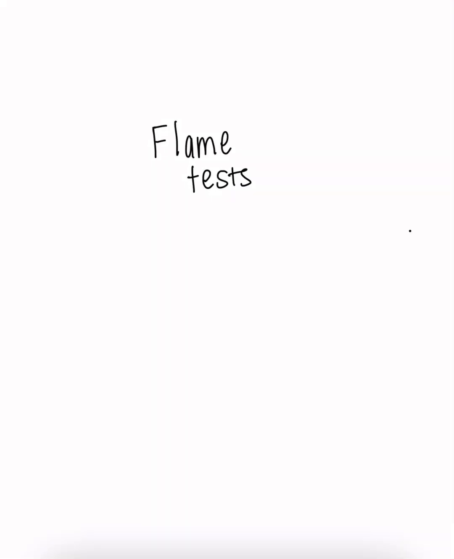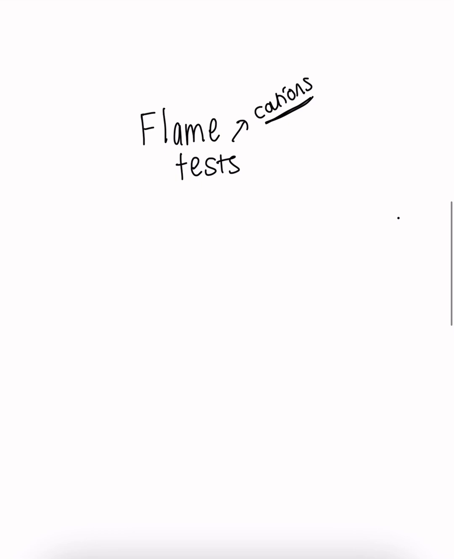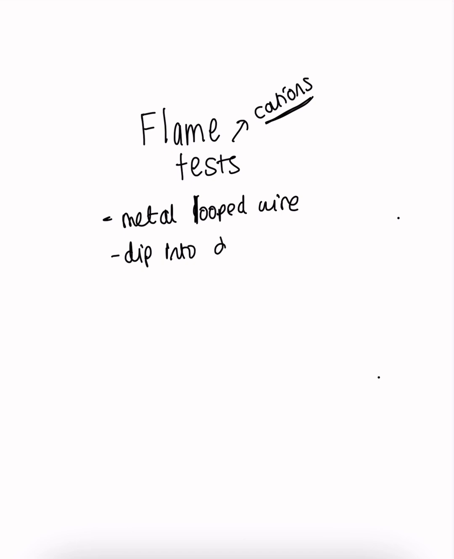This next test is the flame test, and this is a test for cations. Cations are just positive metal ions. So you can either use sodium hydroxide to test it, which is in a later or earlier video, or we can use flame tests. For flame tests, we use a metal wire with a loop on it. Looped wire. And then we dip this wire into dilute HCl, and this is to clean the wire off.